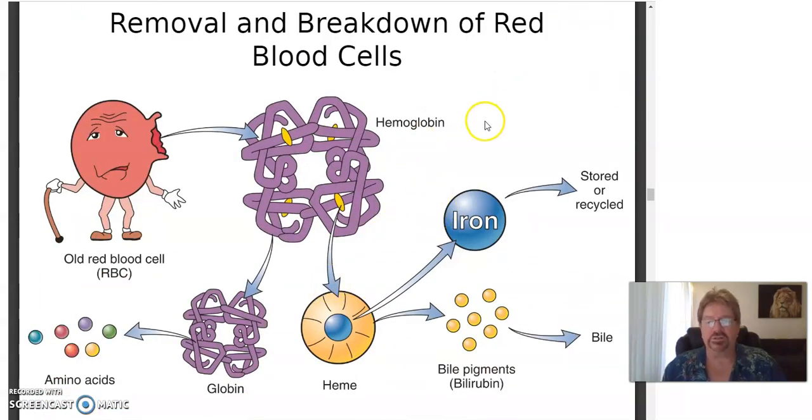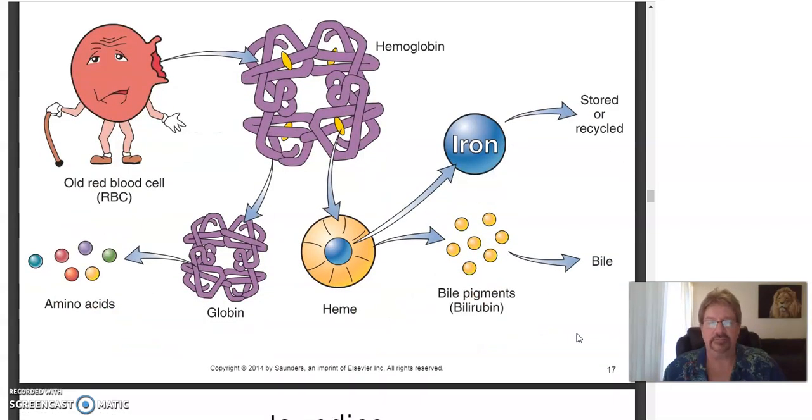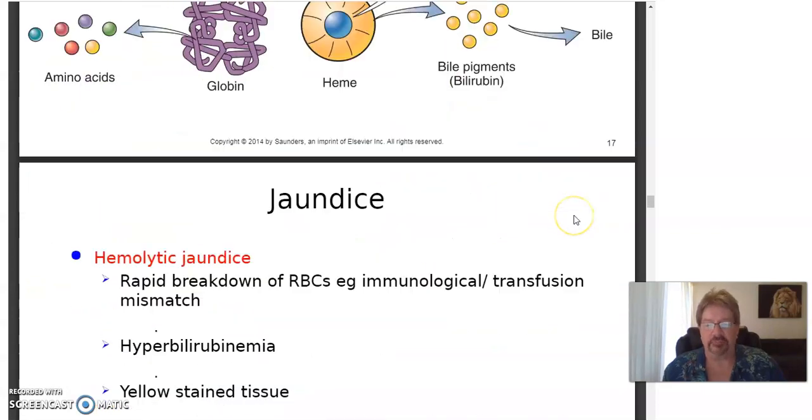Okay, red blood cells are produced constantly in the body, and as they get old and worn out and ragged, they're filtered out by the organ, the spleen, and they're recycled. So here's an old one, like me. The hemoglobin is broken back down. The globin goes back to amino acids, the building blocks of proteins. The iron is stored or recycled. The rest of the heme is what's known as bile pigments or bilirubin, and it in turn is used to make bile, which is used for digestion of fats. This takes place all the time.